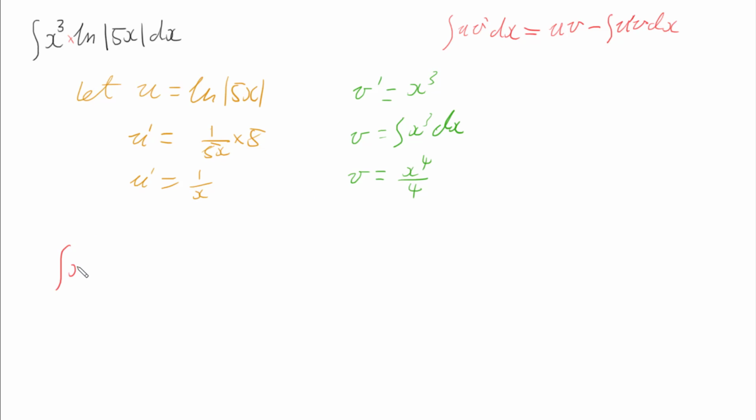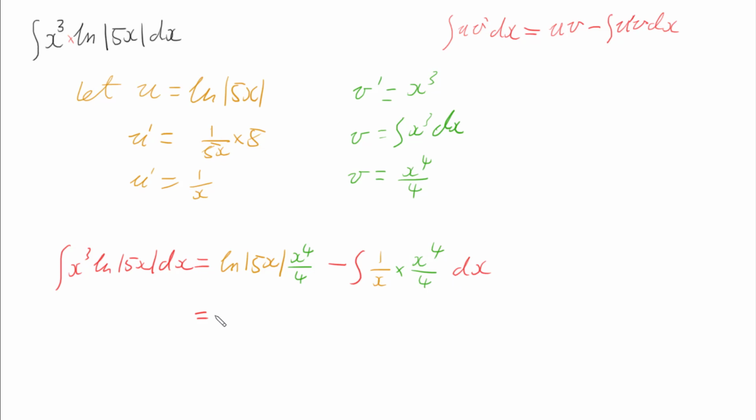So our integration of x cubed ln of 5x dx is going to be u, which is ln 5x, times v, which is x to the 4 on 4, minus the integral of the derivative of u, which is 1 on x, multiplied by v, which is x to the 4 on 4. And we've got to stay with respect to x, because that's what we started with.